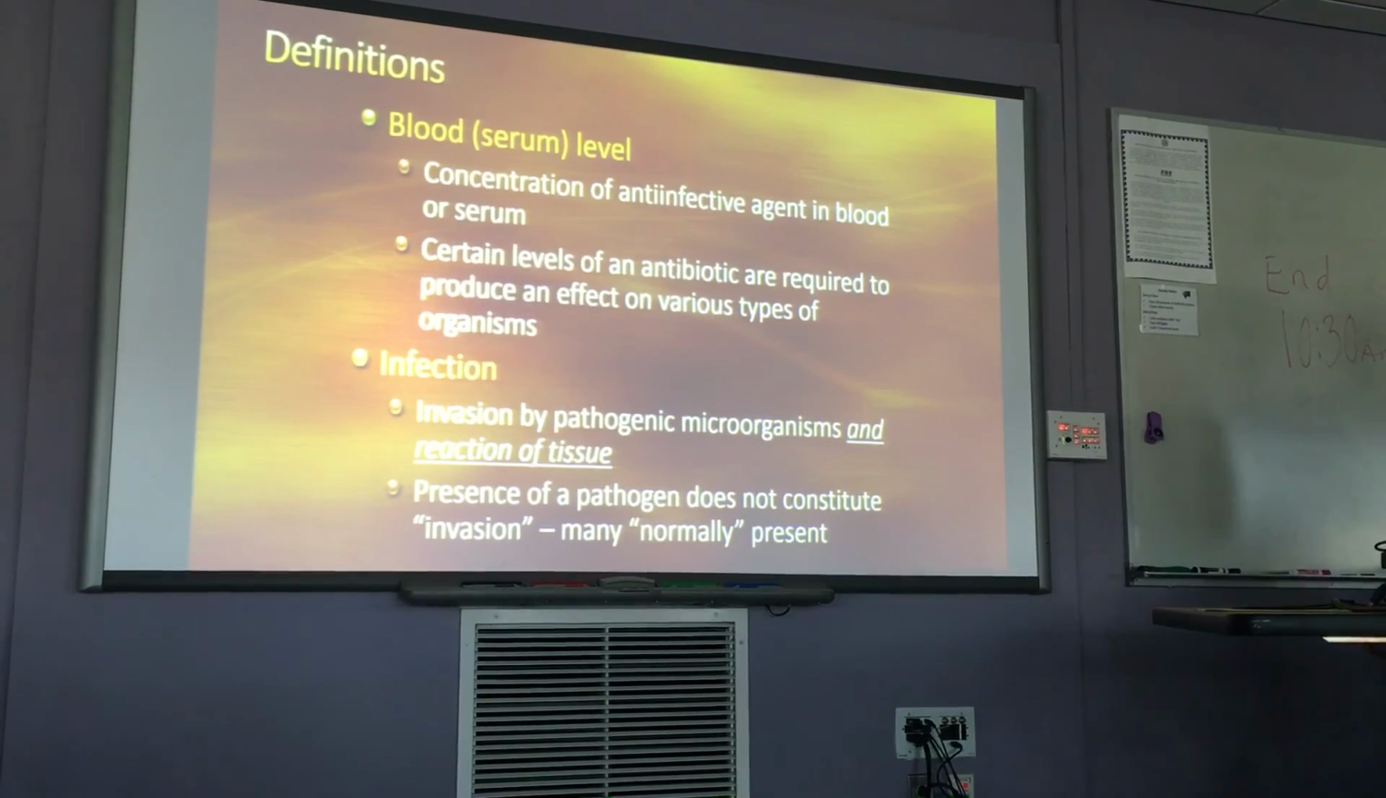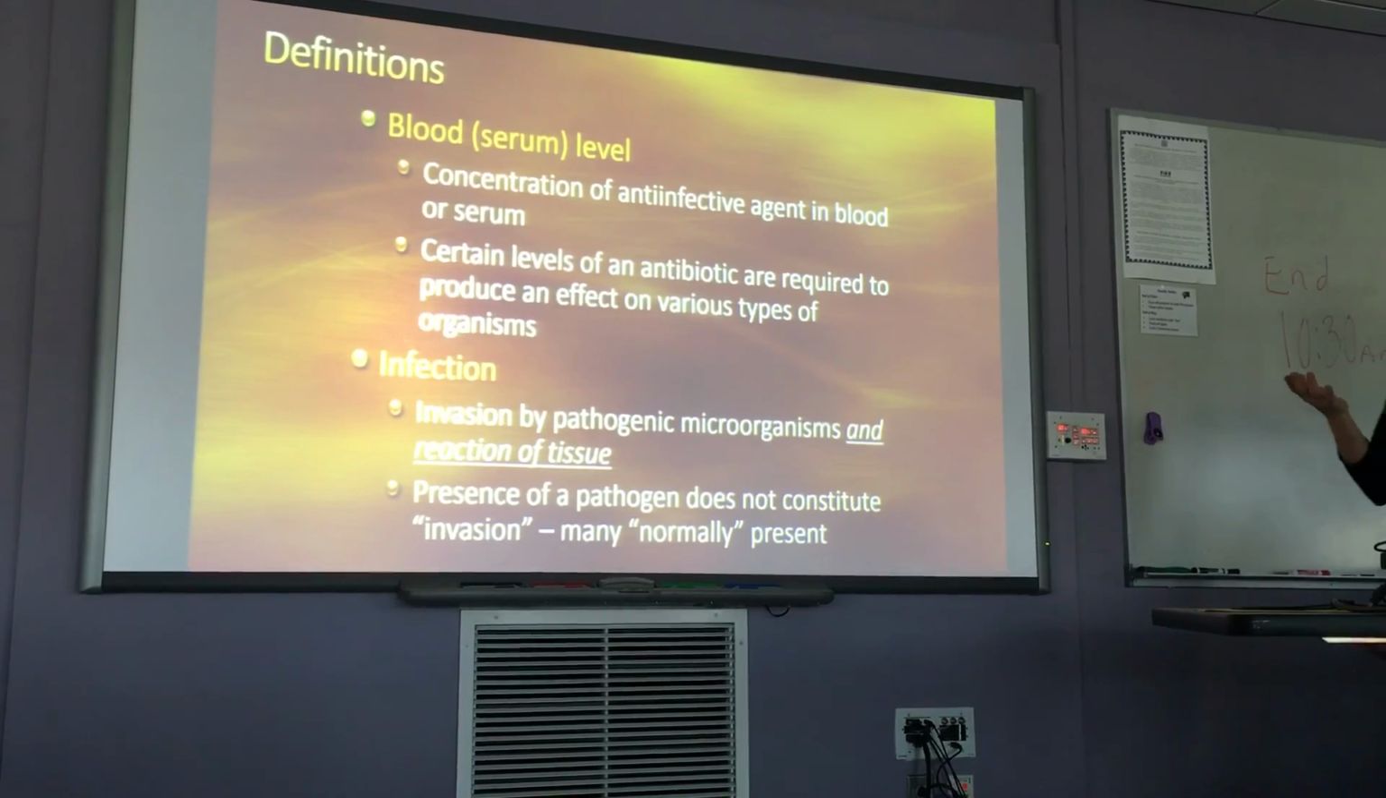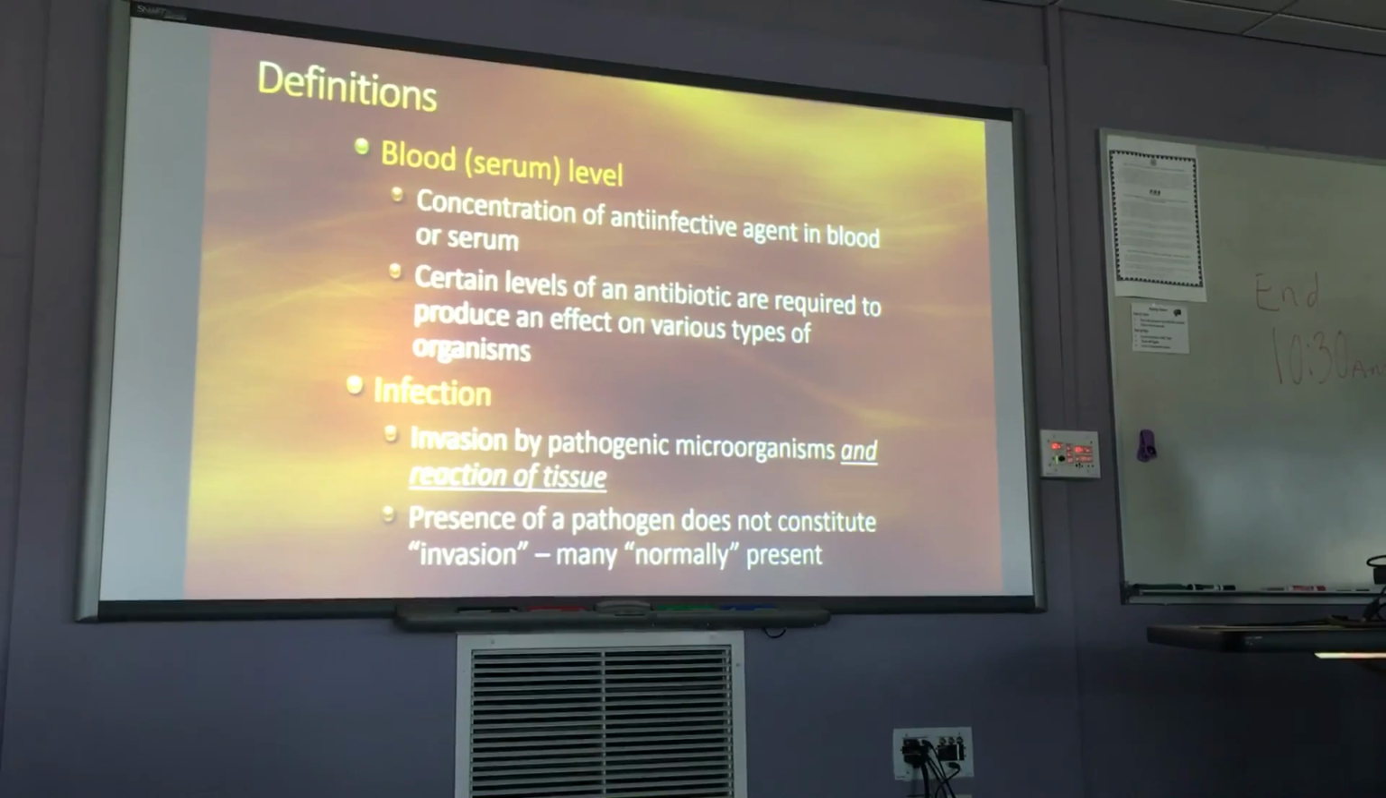The blood or serum level is going to be the concentration in the blood, and usually we look for a certain level of concentration in order to effectively treat an infection. A certain level is required to kill off certain types of bacteria, and we work to get the drug into the system, particularly for systemic infections, so that it's at that therapeutic level, if you will.